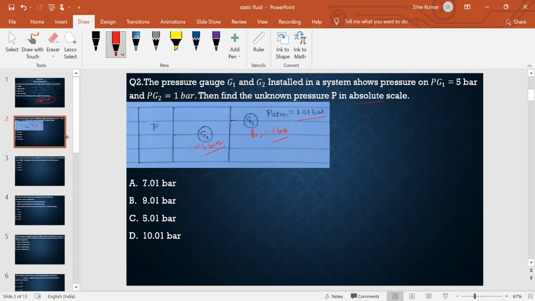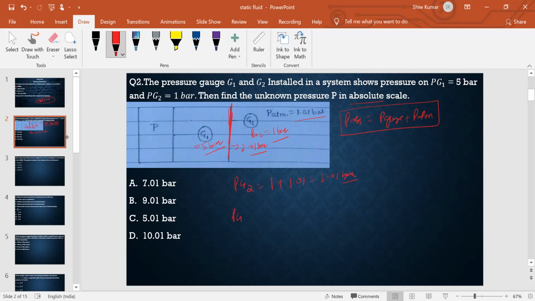Whenever they are asking for the absolute pressure, you need to use P gauge plus P atmospheric. You need to add atmospheric pressure. So first of all, find out the PG2. To find PG2, add PG2, which is 1 bar, and atmospheric pressure, which is 1.01 bar, that is 2.01 bar. So the pressure at this point I got here is 2.01 bar.